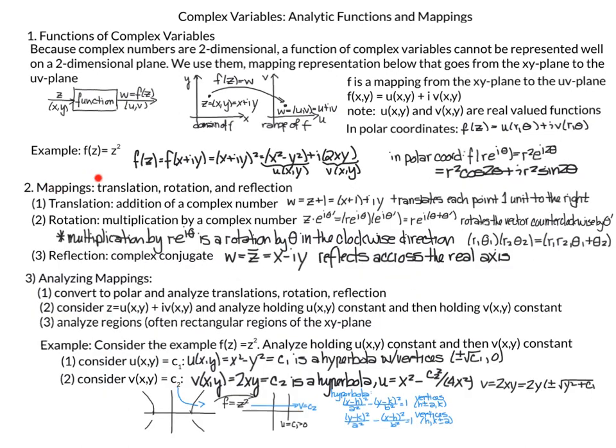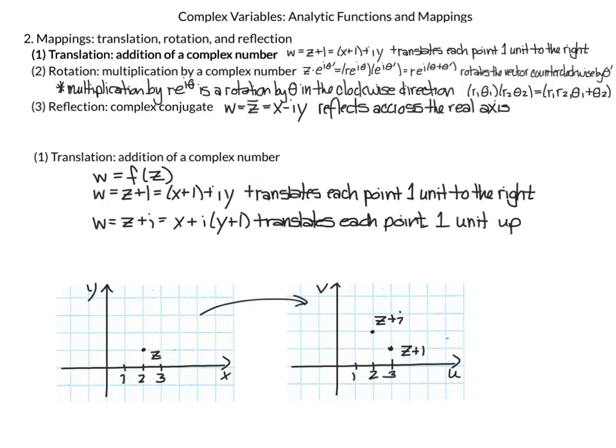The next thing is we'll look at what mappings can do to a vector. They can translate a vector, rotate the vector, or reflect a vector across the real axis. And actually reflection is just a special case of rotation, but we'll single it out as if it's something special. We will start by looking at translation, which corresponds to the addition of a complex number.